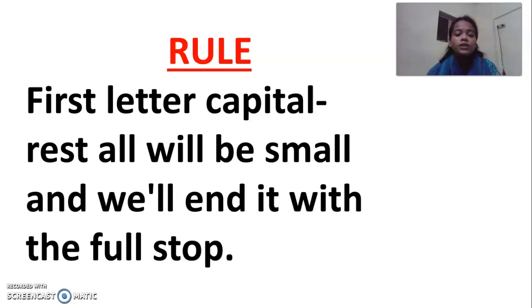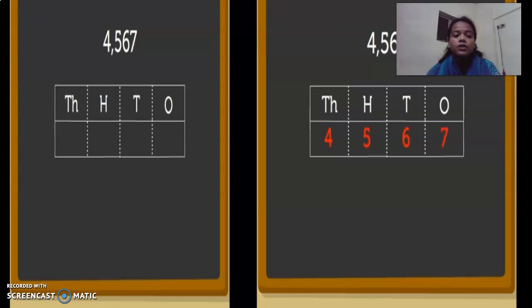Now let us read a few 4-digit numbers. Look at the number. It's 4567. First, place each digit of the number in the place value chart. Now let us read it. Come on, try to read. Read from this place.